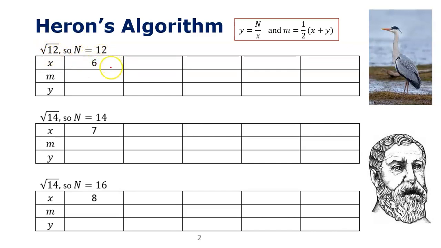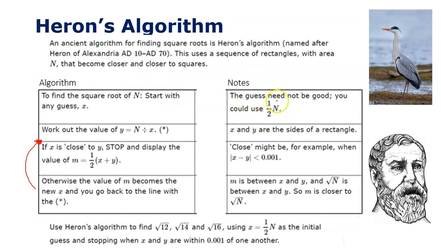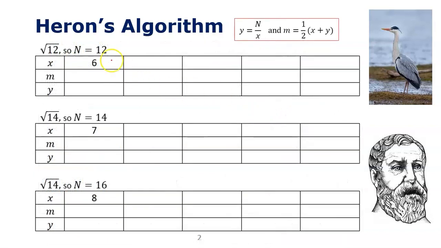And the one thing I didn't highlight is they've said you can, as your first guess, use half n for your x. So because it's 12, we half it, we've got 6. Now, the very first thing I can do here is I can do n divided by x. What is n divided by x? It's 12 divided by 6. So 12 divided by 6 equals 2.